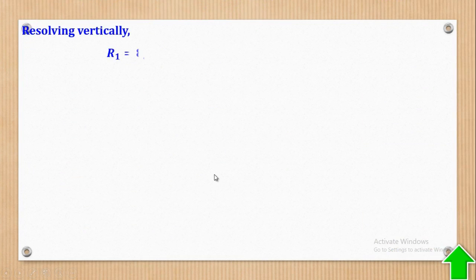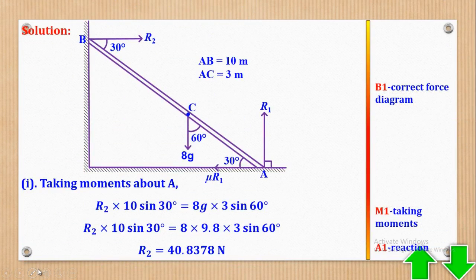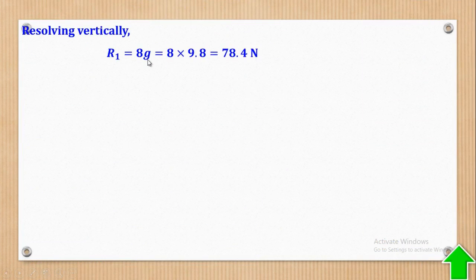When I resolve vertically, I'll come up with R2 being equal to 8G. So where is that coming from? When you look at this, because this is in equilibrium, it implies that upward forces are equal to downward forces for vertical components. So this is an upward force, R2, and this is a downward force, 8G, meaning this must be equal to that. So that is where this statement is coming from. But I know that G is 9.8, so I'll substitute for G as 9.8, and then I'll come up with 78.4 newtons. So that is when I resolve vertically.